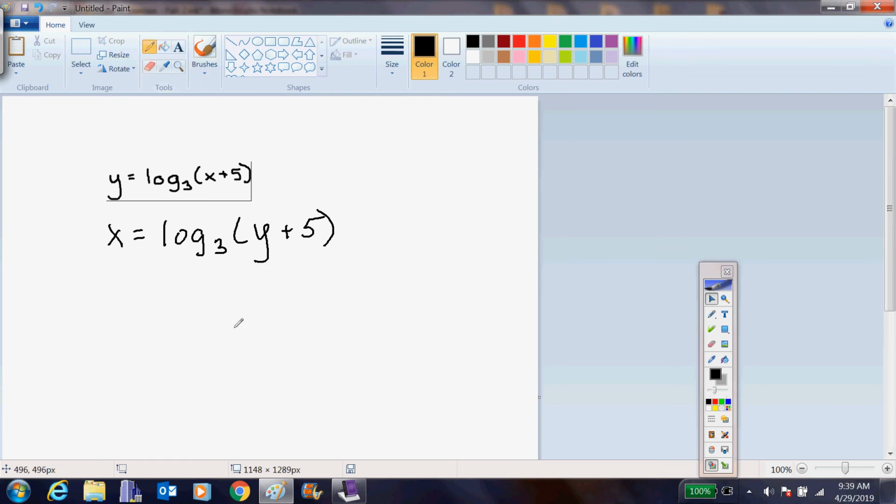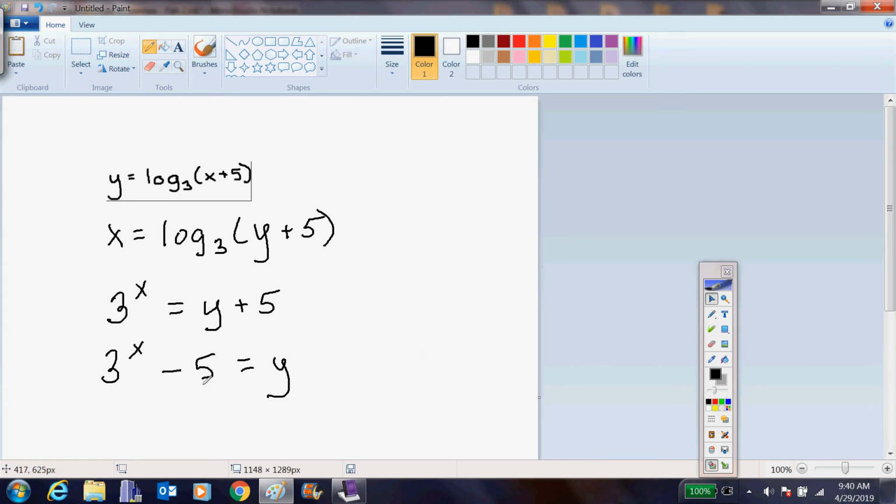All right, I want to solve for y now. But let's put it in exponential form. Yes, the directions said find the inverse, so we want to put it in exponential form. What's our base? 3 to the what power? 3 to the x power equals y plus 5. I want to get y by itself. So 3 to the x power minus 5 equals y.